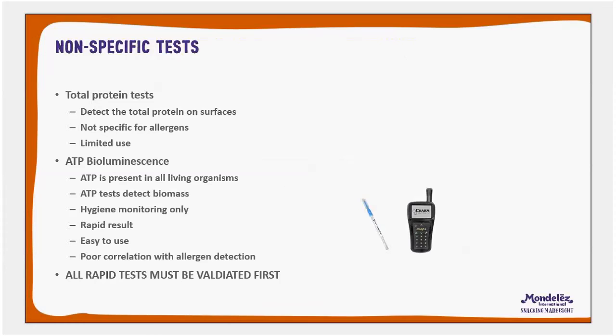One of the other non-specific tests that we talked about was ATP bioluminescence. ATP is something that is present in all living organisms, and the test is actually detecting biomass. So it's absolutely critical in hygiene monitoring. It's a very rapid test. It's easy to use. They're used very widely in manufacturing scenarios, but they have a very poor correlation with allergen detection. So they are not advised to be used for that question that you're trying to answer. All rapid tests must be validated first, and we're going to talk about that just shortly.